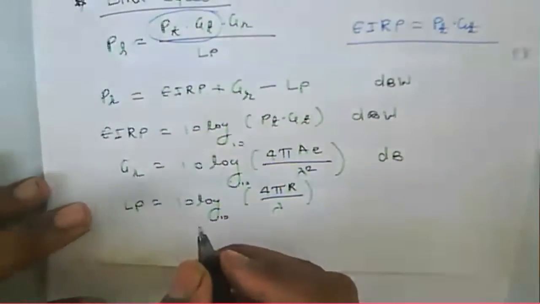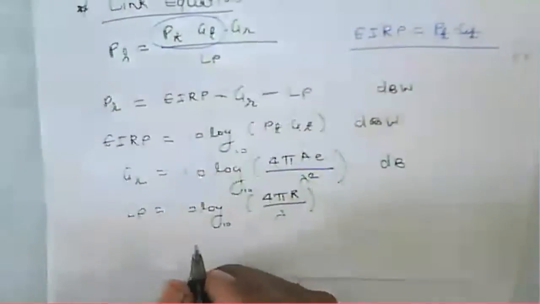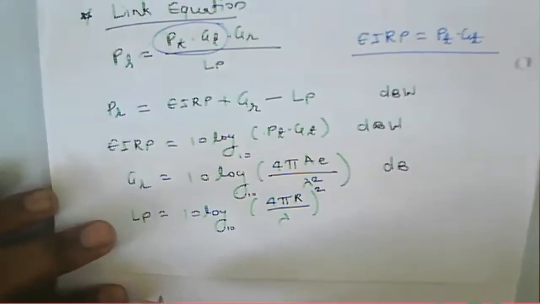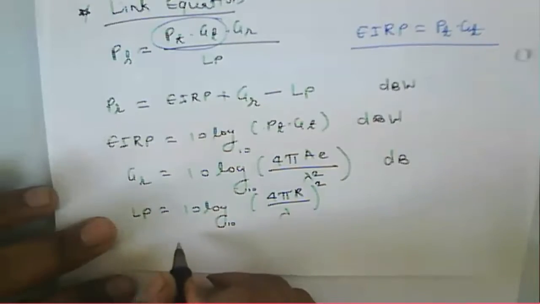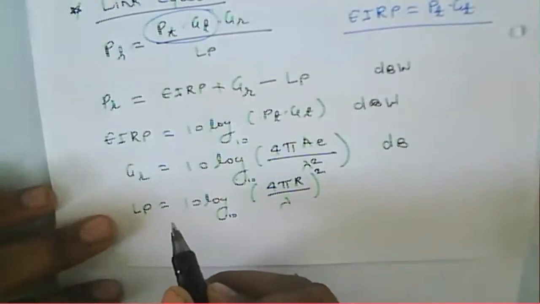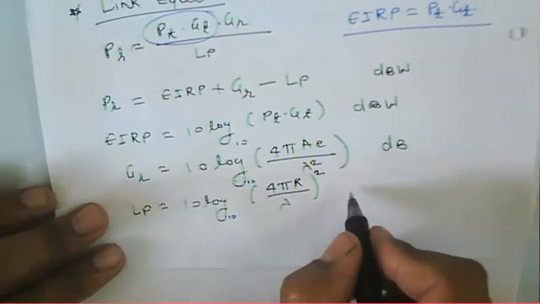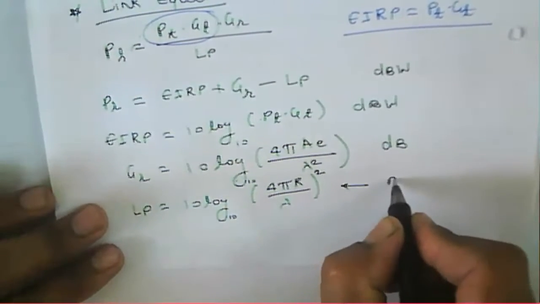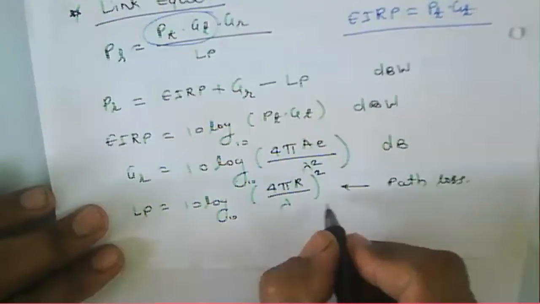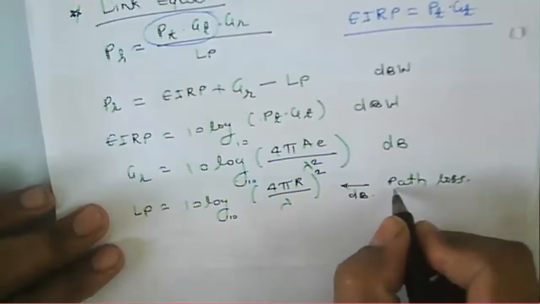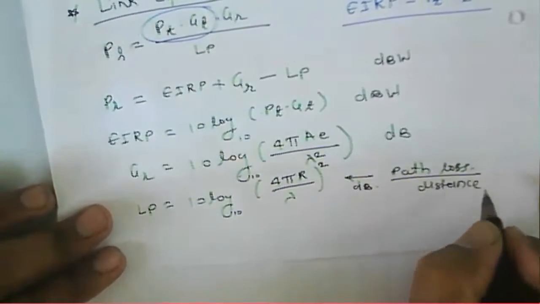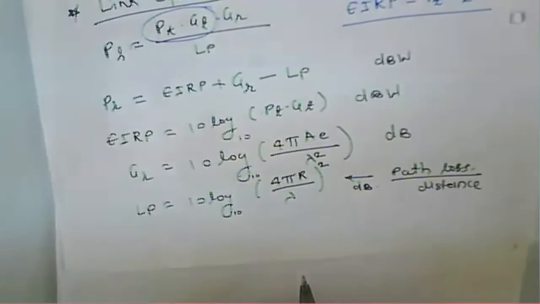Now we obtain this because this one is squared, so it is 20 log of this term. We get this equation in dBW, and this is what we call the path loss, or the path loss in dB, and it depends upon the distance between the transmitting and the receiving station.